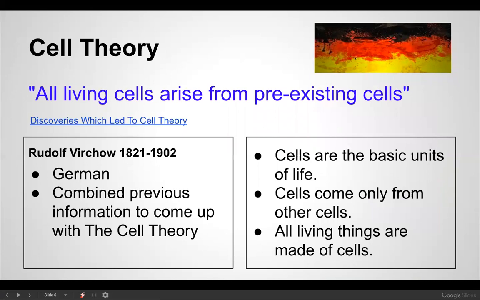So then this gentleman, Rudolf Virchow, was able to take both of their information, Schleiden and Schwann, plus Hooke, and figure out the cell theory. And the cell theory basically states three things. One, cells are the basic unit of life. You can't get anything smaller. Two, cells come only from other cells. They don't just appear out of nowhere. And three, all living things are made up of cells. So that was Rudolf Virchow who came up with the cell theory.